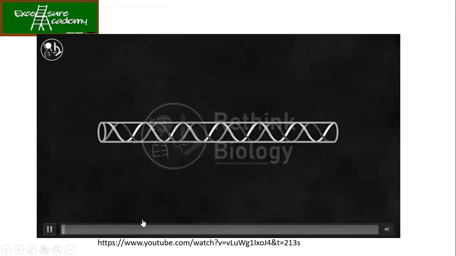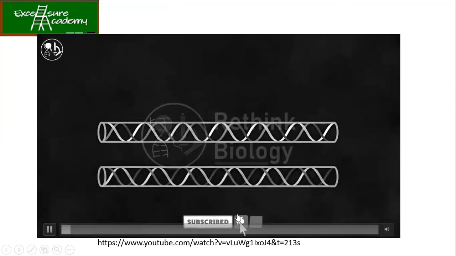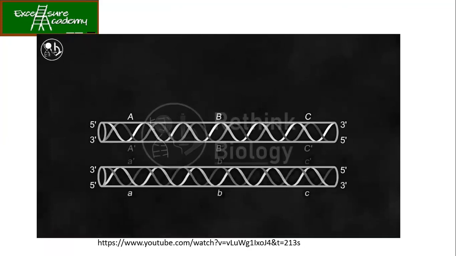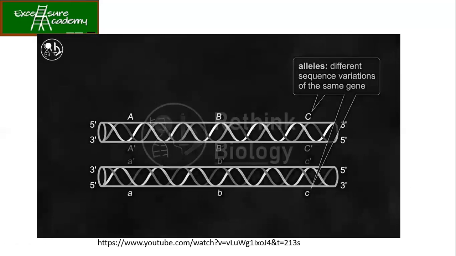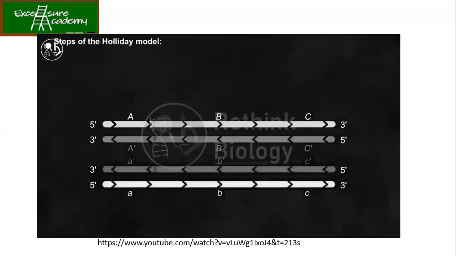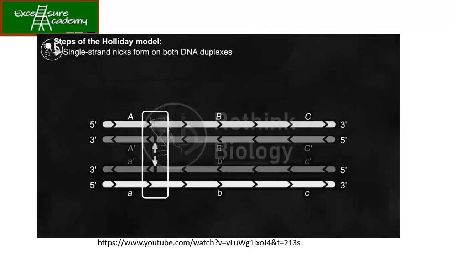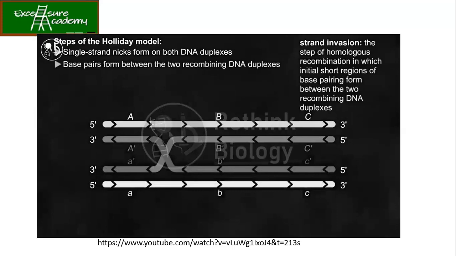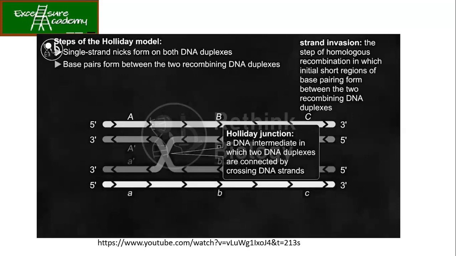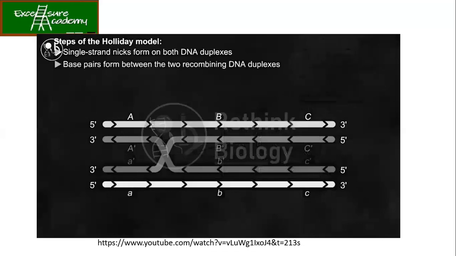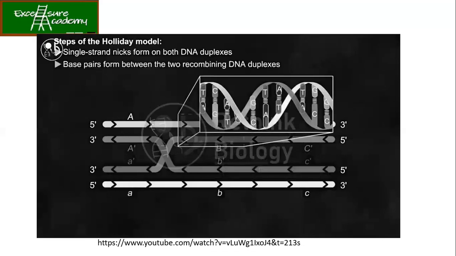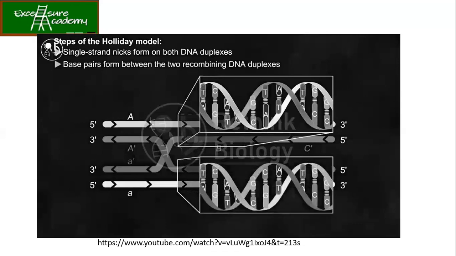Understanding homologous recombination by using the Holliday model, at first we are taking here two homologous double-stranded DNA molecules aligned with each other, which have different alleles of the same gene. In the Holliday model, at first, on both the DNA duplexes, single-stranded nicks are formed at the same position. Then, the strand invasion occurs. In this step of homologous recombination, initial short regions of base pairing form between the two recombining DNA duplexes near the nicks, and a Holliday junction is formed. It is the region where two DNA duplexes form a cross-like structure of DNA strands. On the other hand, each of the nicked strands can easily base pair with the uncleaved strands of the opposite duplex because of having the same or almost similar sequence on both the duplexes.